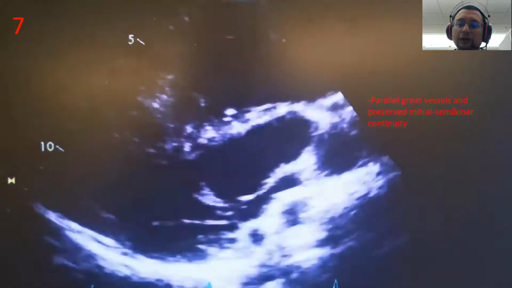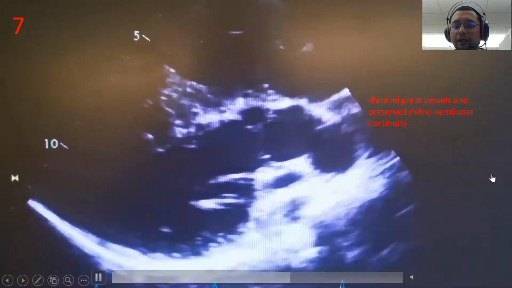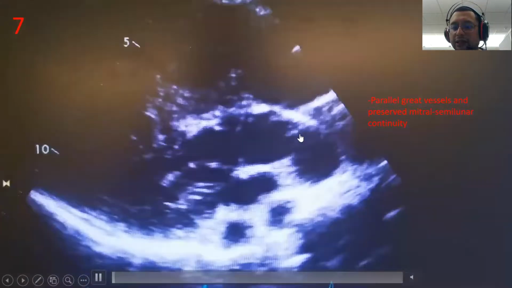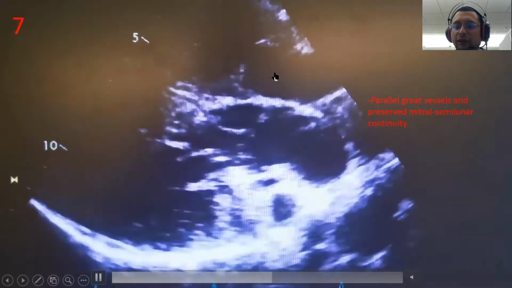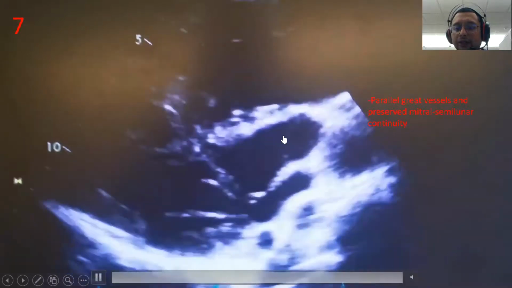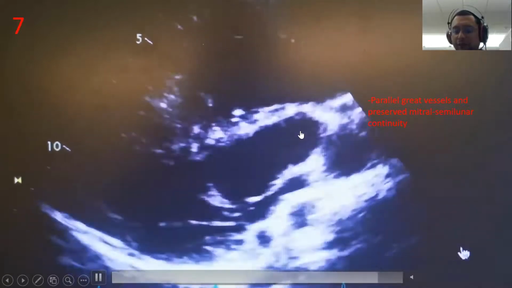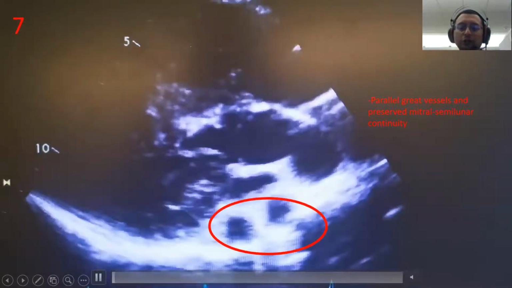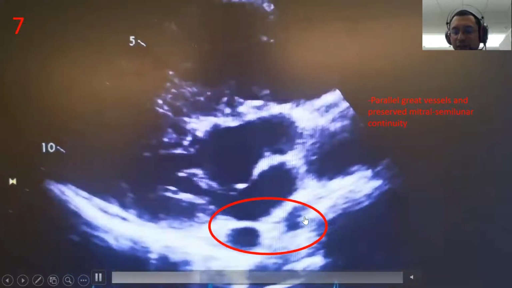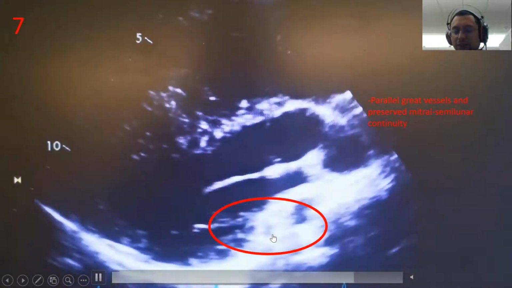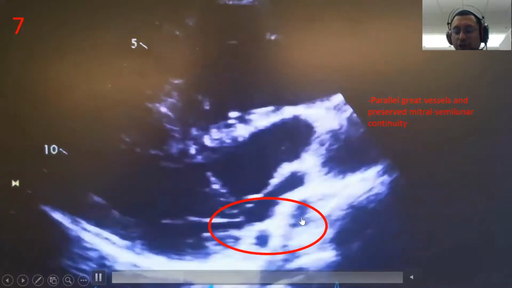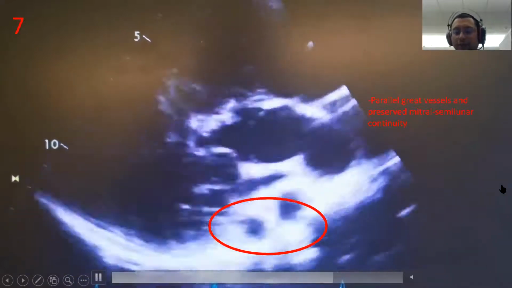Now, you can see that the great vessels are parallel. This vessel and this vessel, you can see the valve there, and you can see the valve there. So it's actually parallel vessels. Now, you can also see some structure at the back of the left atrium. That's a bit weird. You have a structure at the back of the left atrium there. That's not supposed to be there. So think about it first.